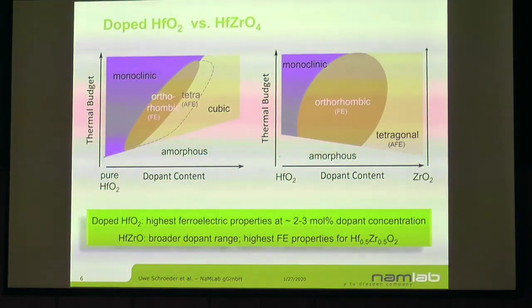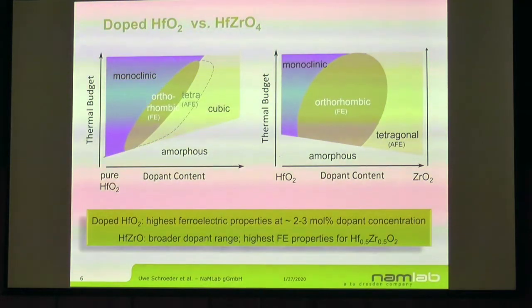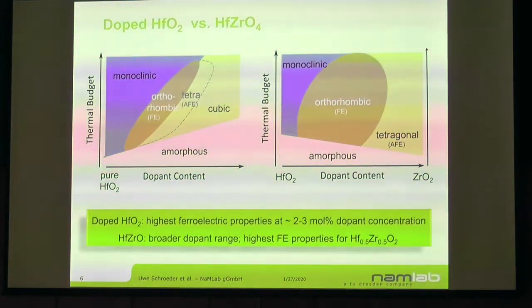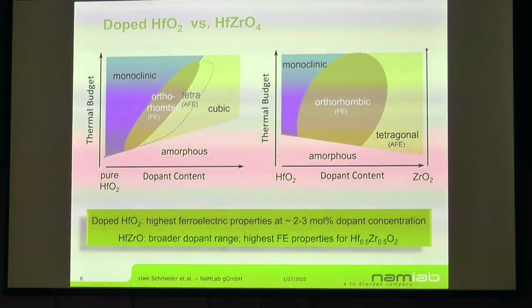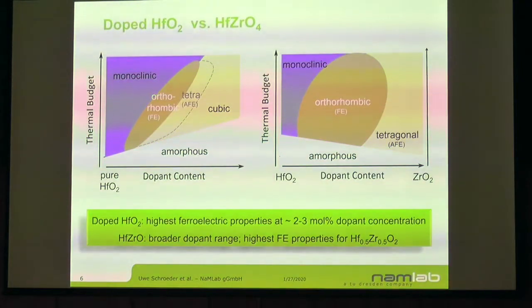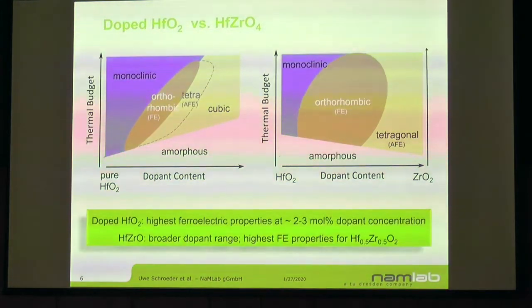And then, I'm sorry, the other possible material was a mixed hafnium zirconium oxide. And for this material, you see a much broader range where the ferroelectric properties are occurring. And since the crystallization temperature of this material is lower compared to the other doped hafnium oxide, this is currently the material used in most of the publications.